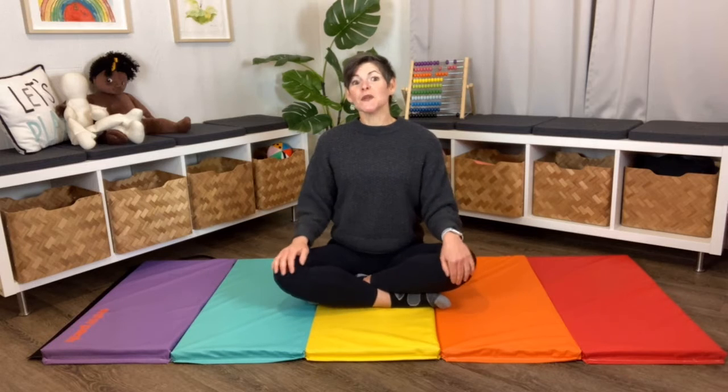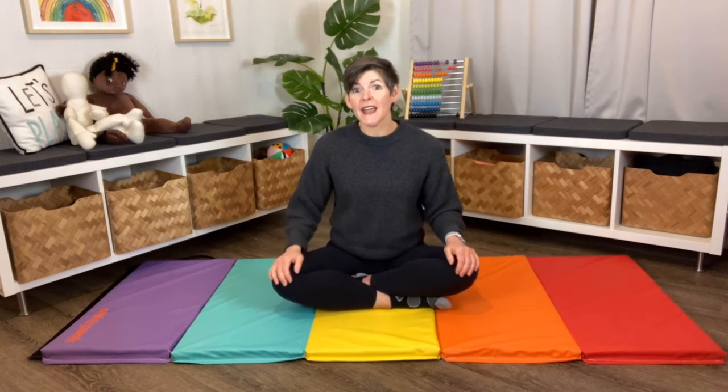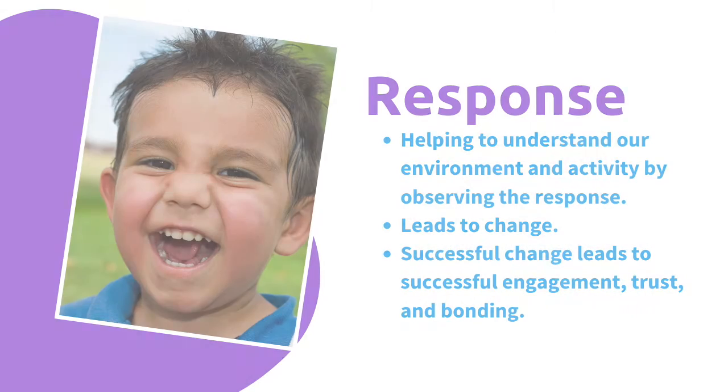So in activity, we talked about how activities need to be appropriate, they need to be child-centered, and they need to involve some aspect of serve and return. The next area in our EAR triangle that we want to pay attention to is responses.